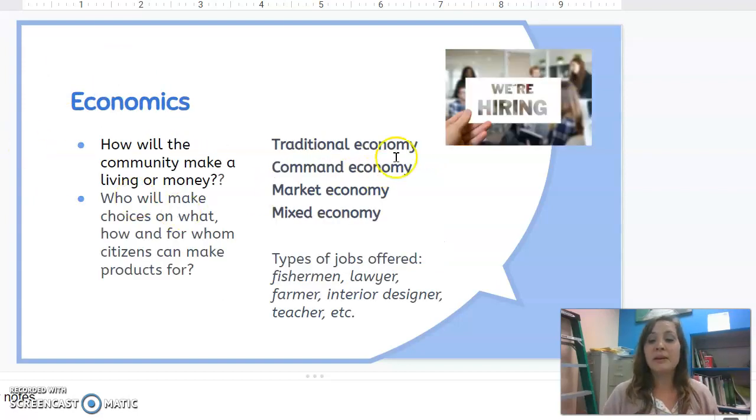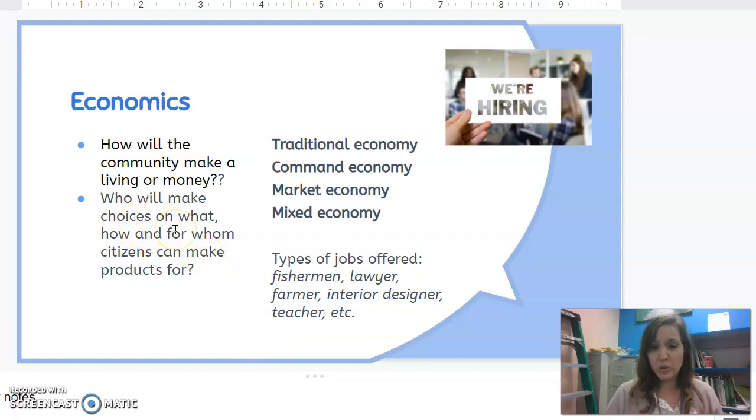Okay. Also, economics. So we have our 4 different kinds of economies. We want to find out on your country island, how will the community make a living? So think about their geography. Okay, maybe if it's in a colder area, maybe they have some snow-related jobs. Okay, we have some examples of jobs here. Depending on your climate, your geography, if you have mountains, plains, jungle on your island, that's going to help decide what type of jobs are offered.